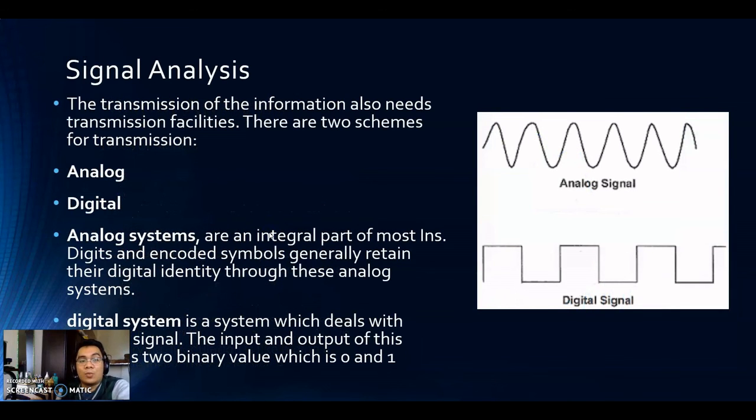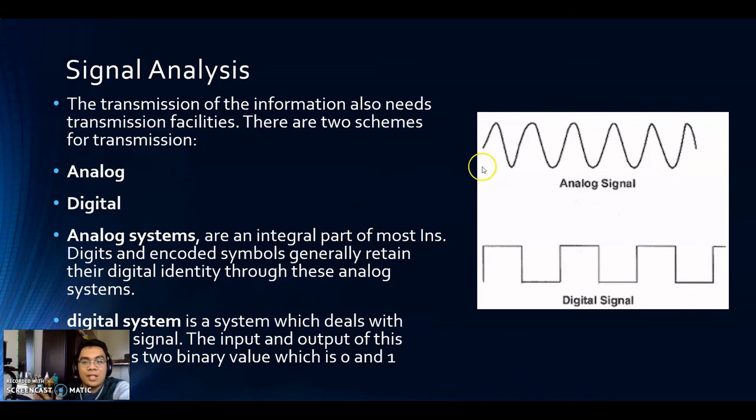In signal analysis, once again, the transmission of information also needs transmission facilities, and there are two schemes for the type of transmission. One of them is analog and another one is digital. Analog systems are an integral part of most systems, and encoded symbols generally retain their digital identity through these analog systems. Whereas a digital system is a system which deals with discrete signals. The input and output of the system are two binary values, which are 0 and 1.